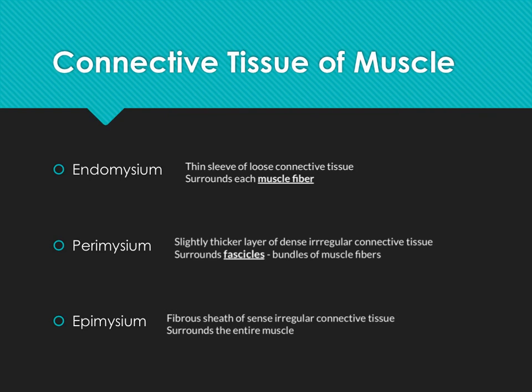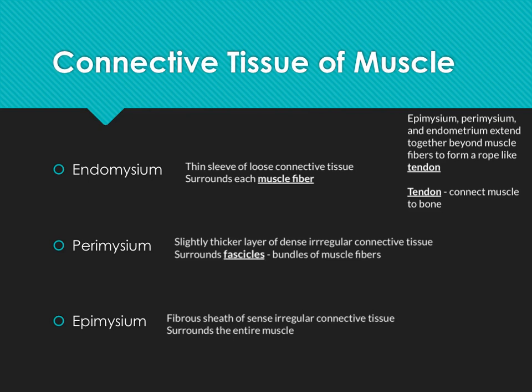All three layers of connective tissue are found within the muscle, but they all then extend together beyond the muscle fibers to form a rope-like tendon, and the tendon is used to attach that muscle to bone.